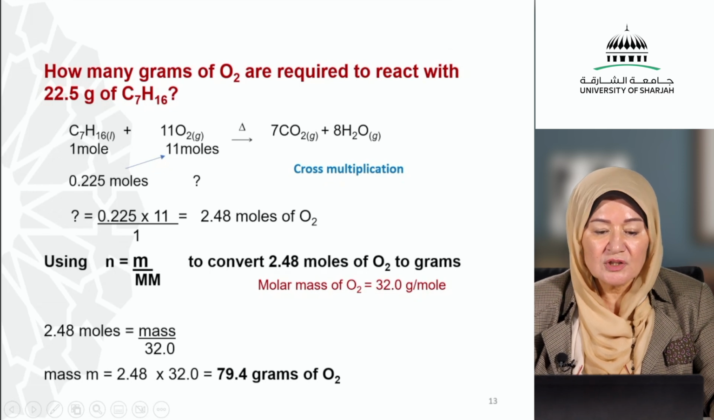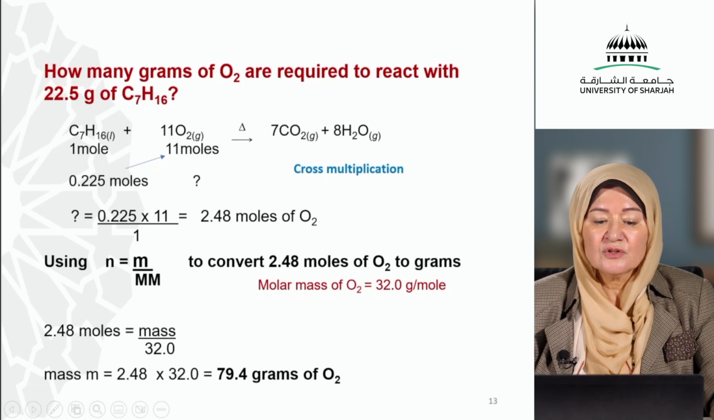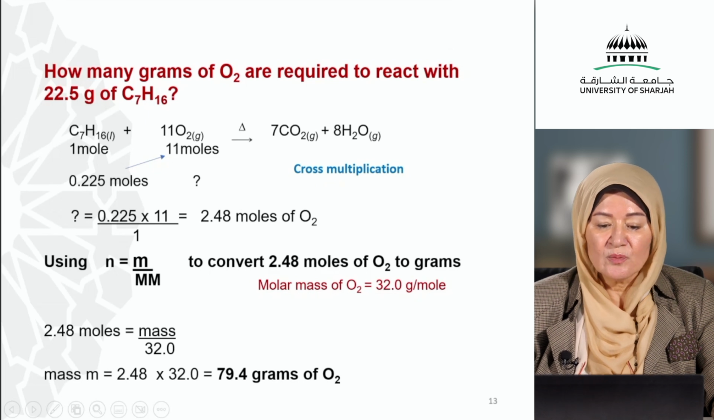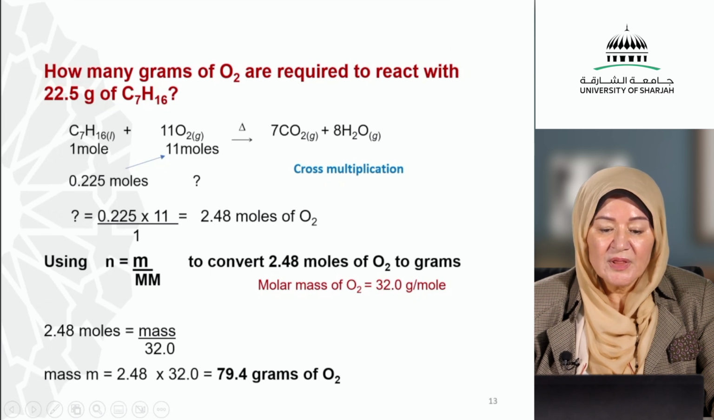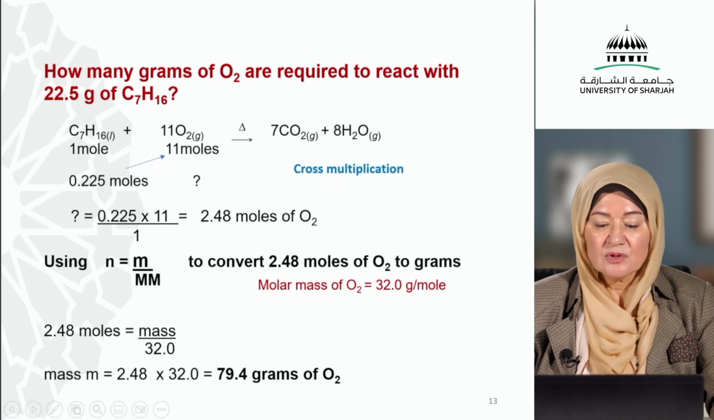These moles of oxygen, I'm going to convert to what? To grams. How do I convert to grams? I have to use the formula n is equal to mass over molar mass. What is the molar mass of oxygen? It's 32. I substitute 32.0. Here they want me to find the mass, but I've got the moles of oxygen from above. 2.48 moles is equal to mass over 32. Then how much will the mass be? 79.4 grams of oxygen.